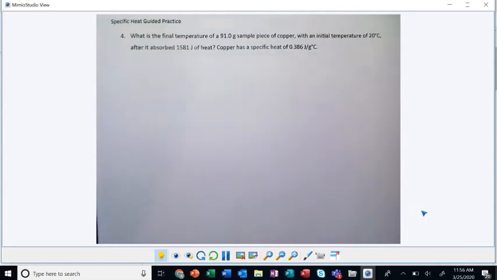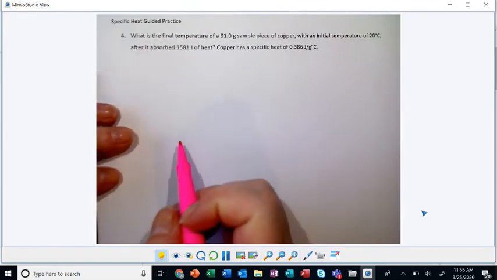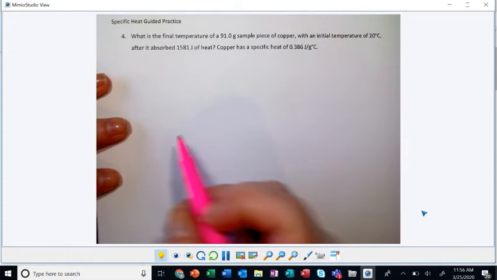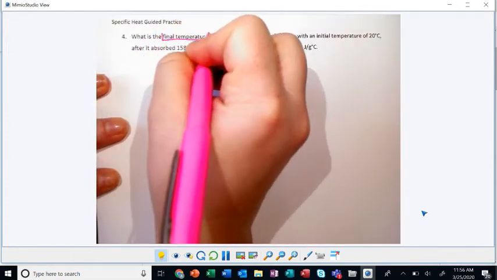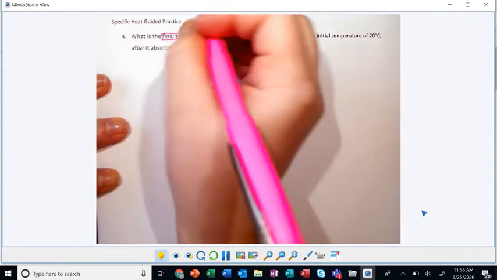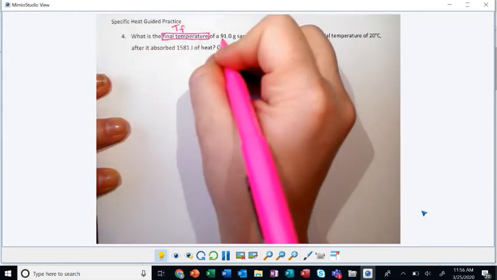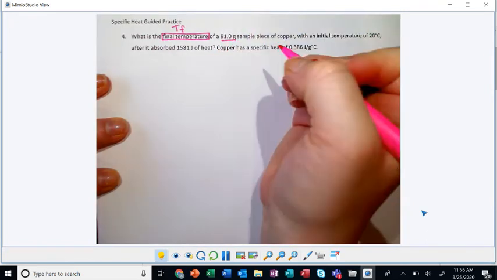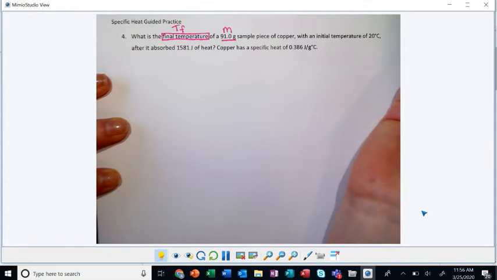All right, so here is our last and final guided practice for specific heat. So here we go. We're going to label everything like we have been. I want to know, what is the final temperature? There's my question word, what? So this will be T final of a 91.0 gram sample. Grams measures mass. Piece of copper with an initial temperature of 20 degrees Celsius.